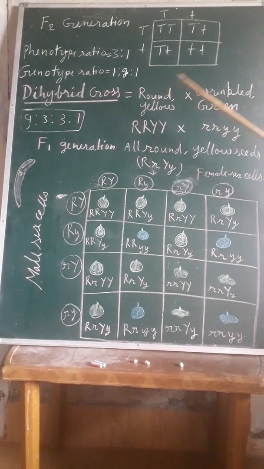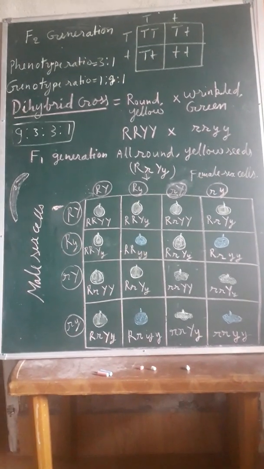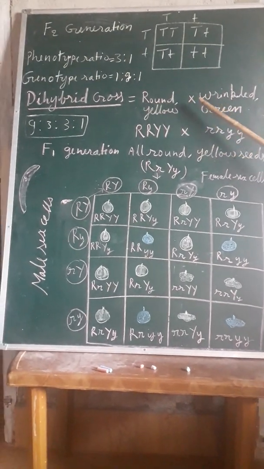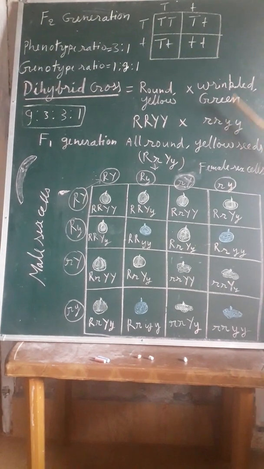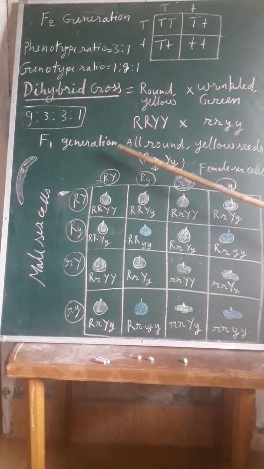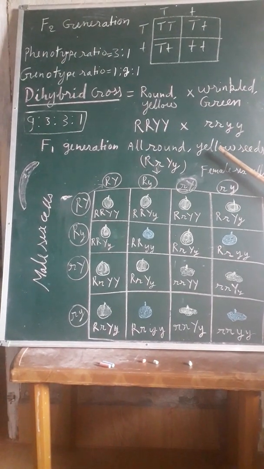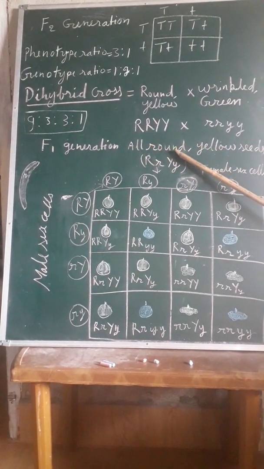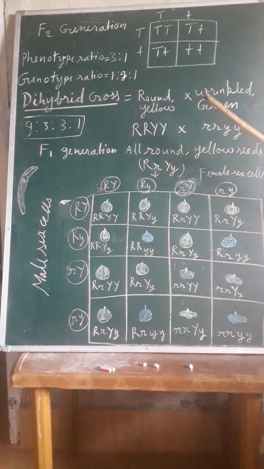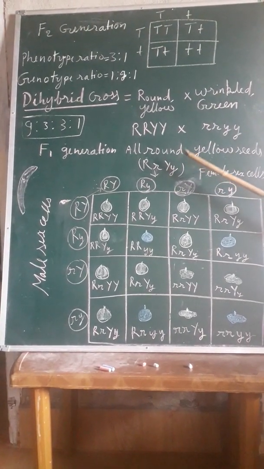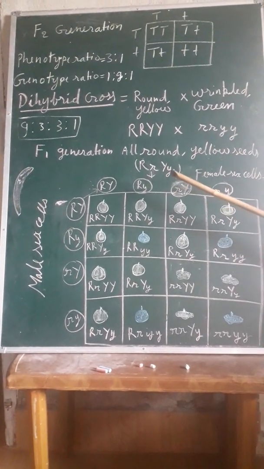Next, the dihybrid cross. For this he has taken two pairs of contrasting characters, round yellow crossed with wrinkled green. Round yellow, wrinkled green. In the F1 generation, he got the result as all round yellow seeds. And in the F2 generation, a cross between these plants was taken.